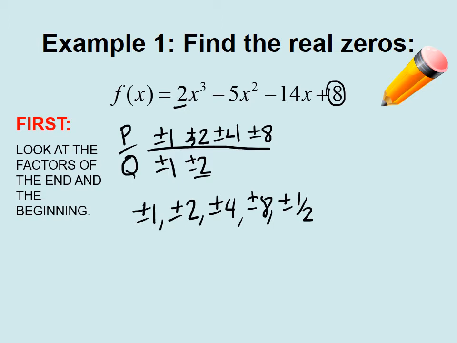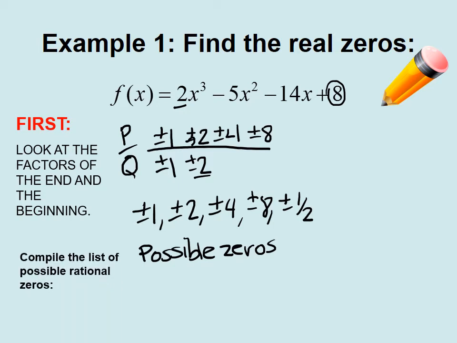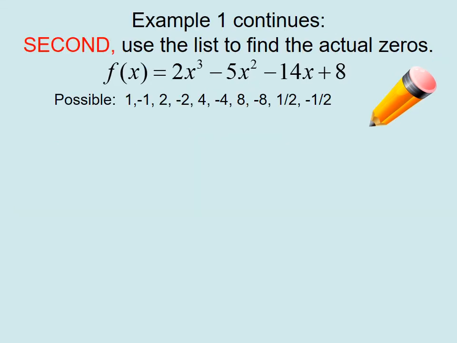So if we take a look, these are my possible zeros. We want to see which one of them can become our hint so that we can make this polynomial factorable. Let's continue with the example. As you can see, I have all of my possible zeros that we just found listed.